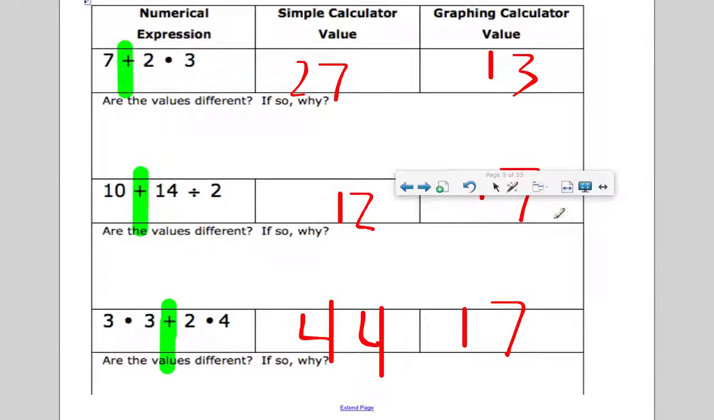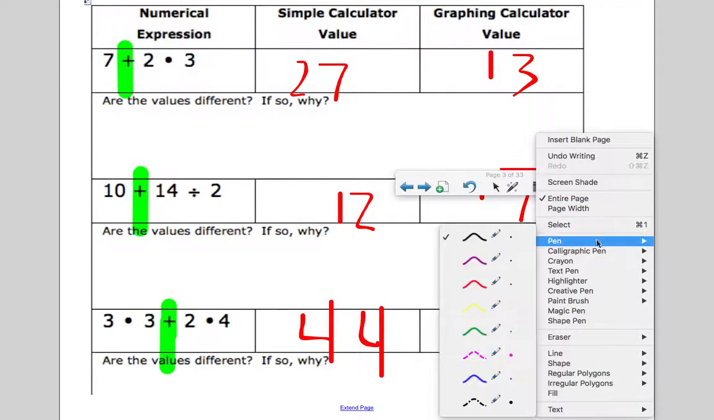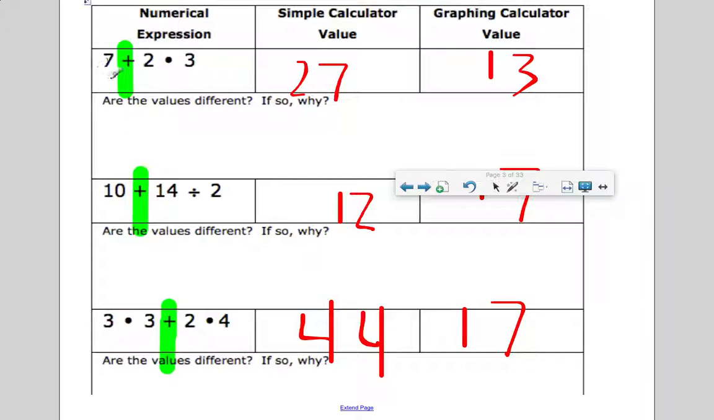Now using my calligraphy pen, the left term is 7. The right term is 2 times 3, which is 6. If you add these two terms together, 13.